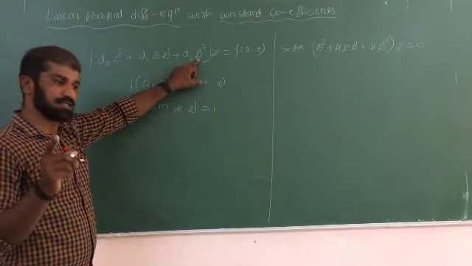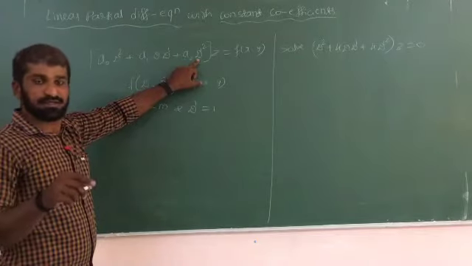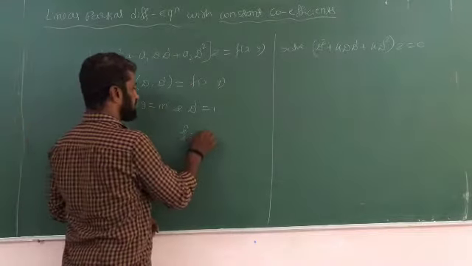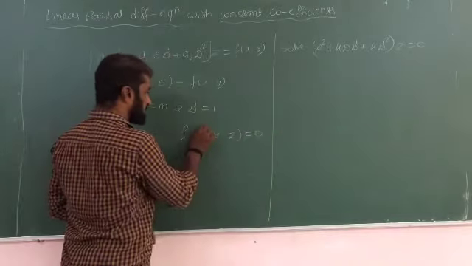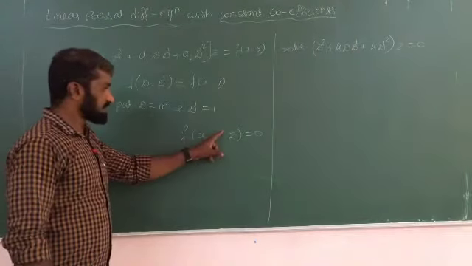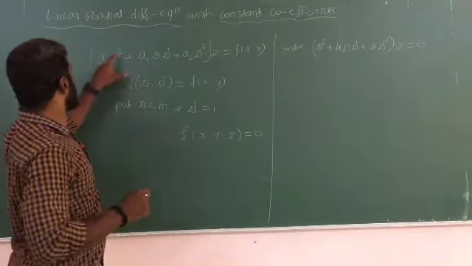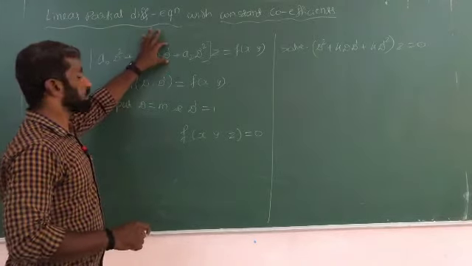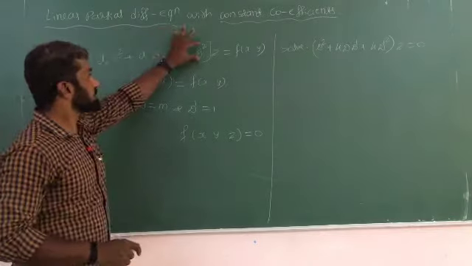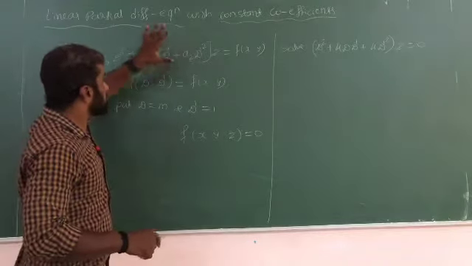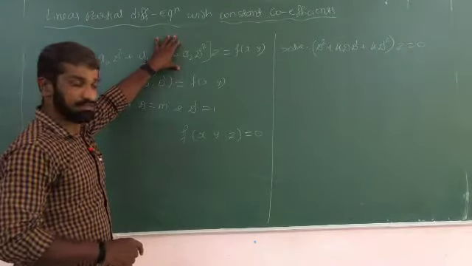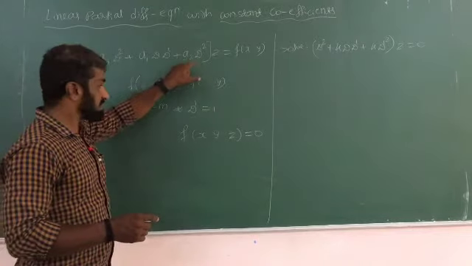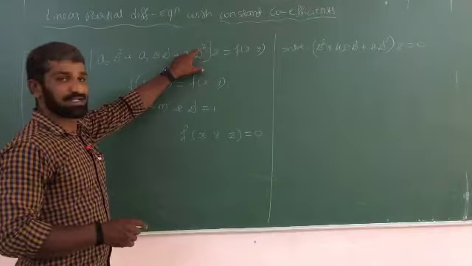What is a homogeneous differential equation? A function of the form f of x, y, z equal to 0, where every term has the same power, the same degree. Degree 2 here, either D square, D D dash or D dash square, so this function is called a homogeneous function. If the degrees are not the same, it is not homogeneous.